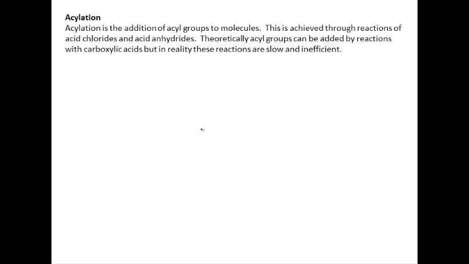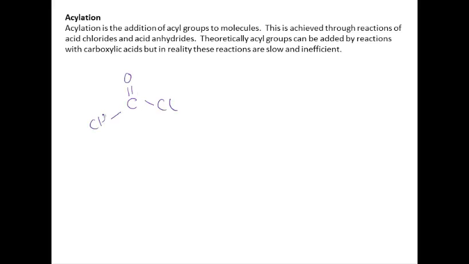Acylation reactions. So acylation is the addition of acyl groups to molecules, and this can be achieved through reactions of acid chlorides and acid anhydrides. Theoretically, acyl groups can be added by reactions with carboxylic acids, but in reality these reactions are going to be slow and inefficient. So let's have a look at the reagents we would use here.